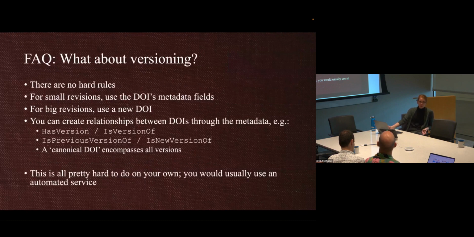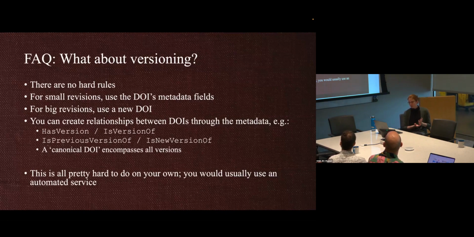Probably the most common question I get about DOIs is about versioning. Basically, it's a hard question to answer because there are no hard rules. It's just sort of guidelines. Basically, for small revisions, you should use the DOI metadata, and for big revisions, you should create a new DOI. What constitutes a small or a big revision is basically up to you.